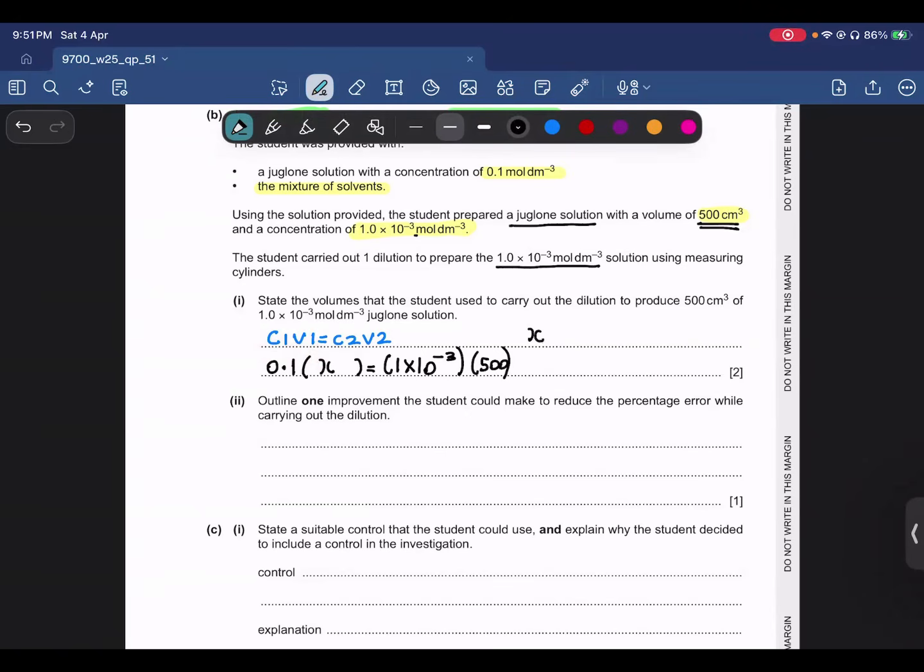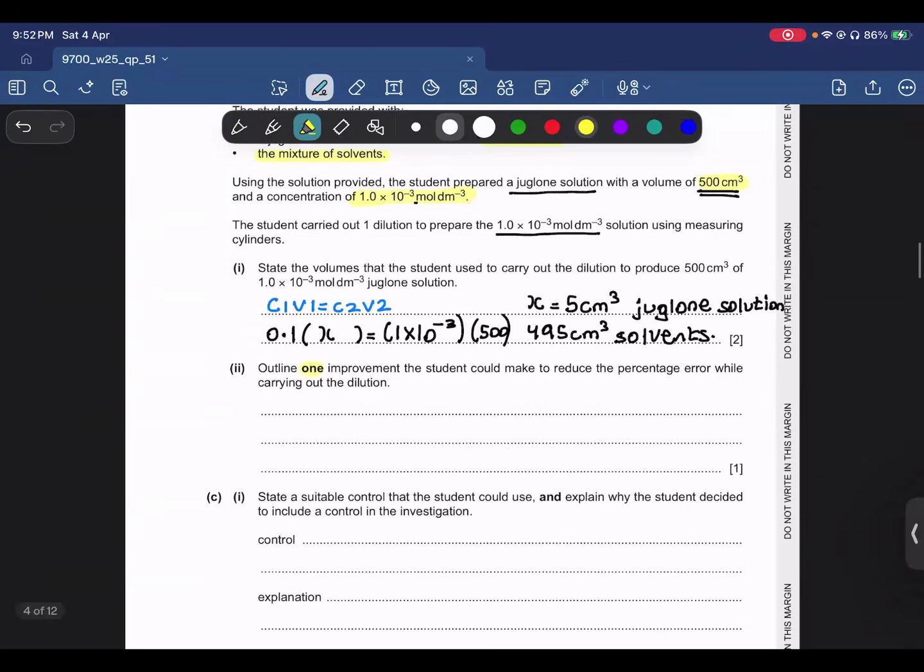So then what value does X come out to be? You said 5, right? Yeah. So 5 cm³ of juglone solution. And then from our V2 we just subtract X. That's 500 minus 5, and you write this is 495 cm³ of the mixture of solvents. So you could just write the solvents. It's the same thing.